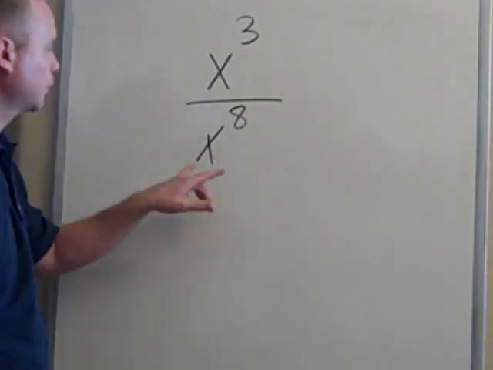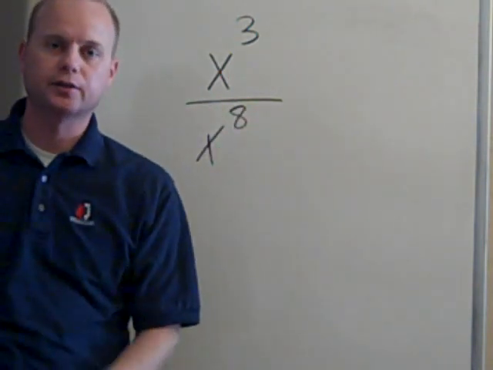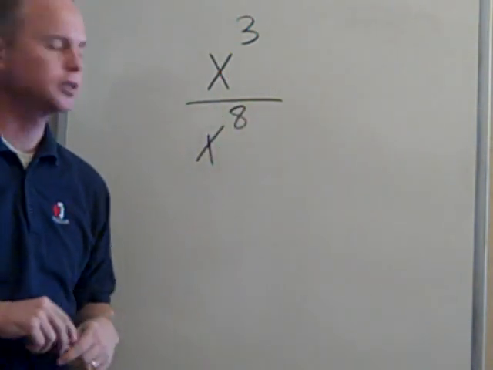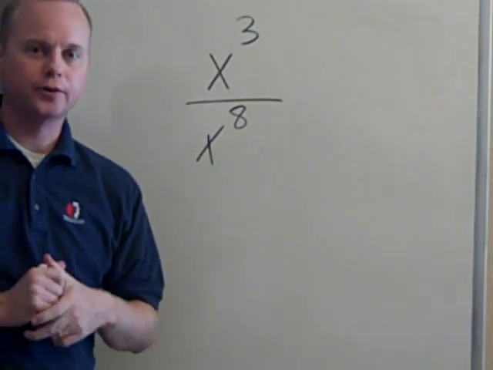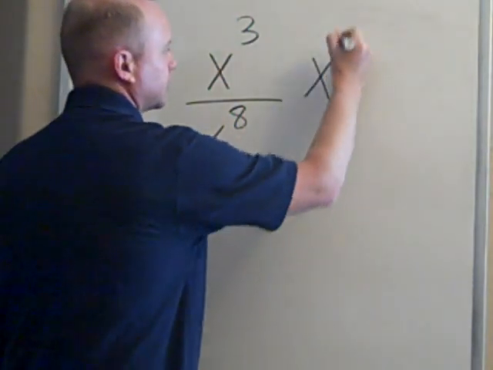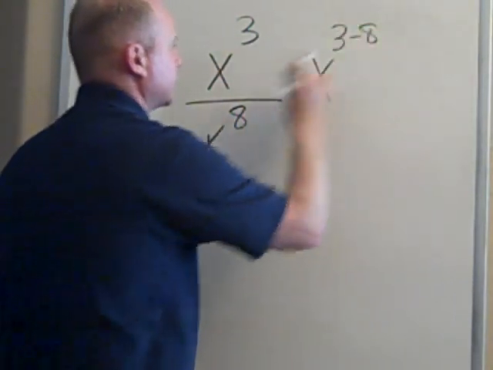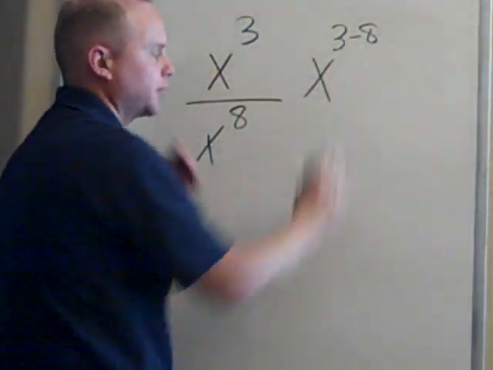Okay, now we're looking at ones that have the same base, and we've got division. We've got this fraction sign in there. Remember, fraction sign is the same thing as division. With our rule with this one, what we do with these is subtract their exponents. So in other words, this is the same thing as x to the 3 minus 8. I took these exponents, this 3, and I subtracted 8 from it. So x to the 3 minus 8.